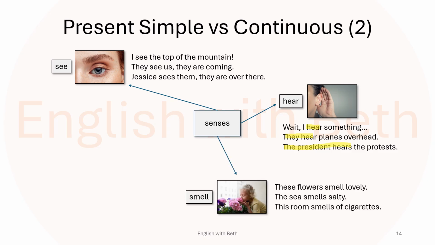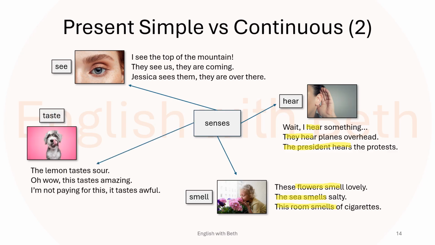To smell. These flowers smell lovely. The sea smells salty. This room smells of cigarettes. So again, the flowers smell, the sea smells, this room smells of cigarettes. We are using present simple tense.